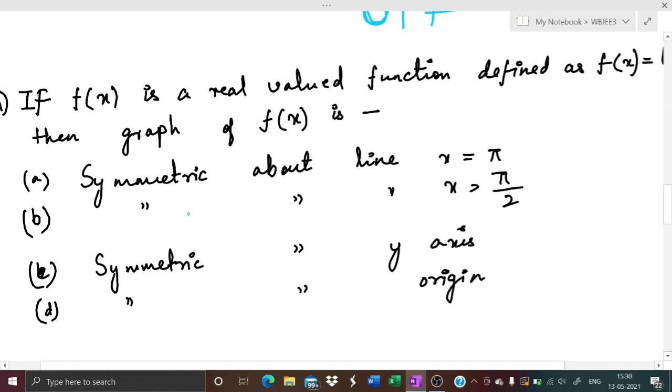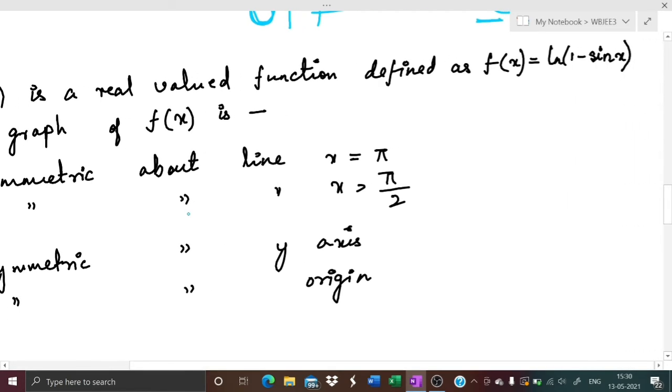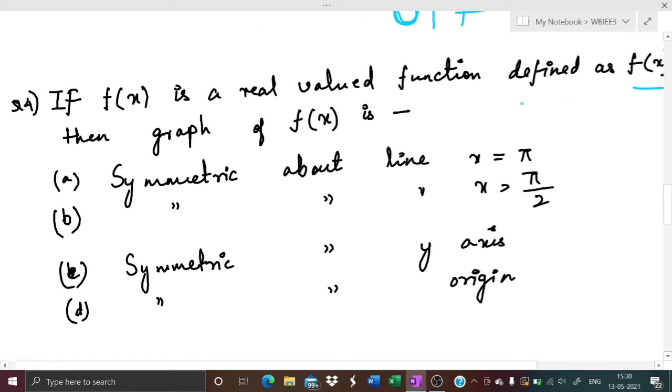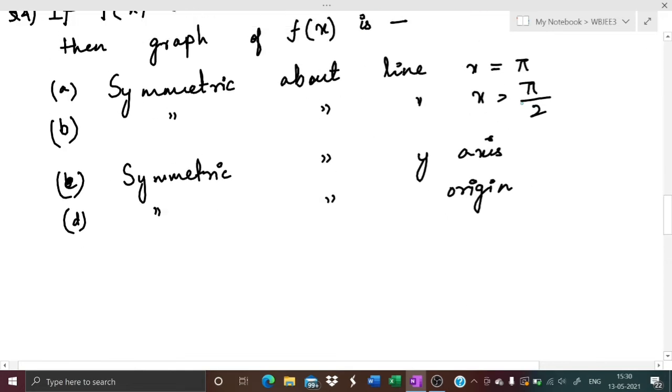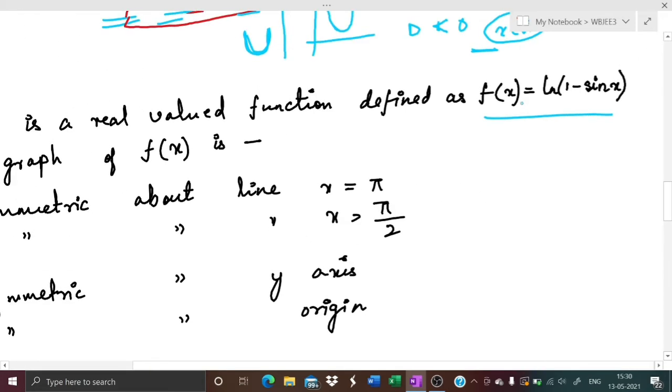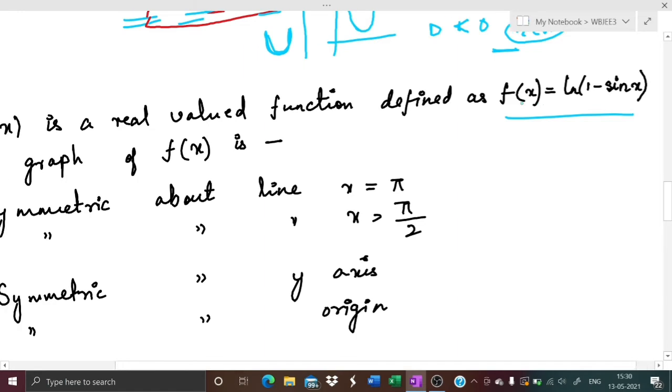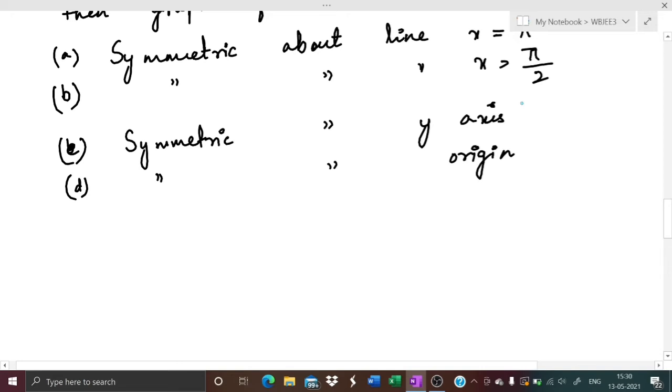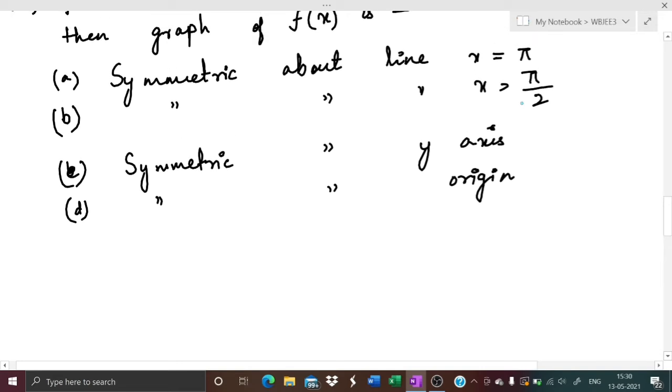Okay, the next question is a very interesting question. What does this say? If f of x is a real valued function defined as f of x equals ln of 1 minus sin x, then you have to say that the graph of f of x is symmetric about a particular line, the y-axis, or the origin. Now you cannot draw this graph easily because this is an ln function, and within that you have sin x. So how will we do it? We will do this by seeing the options.